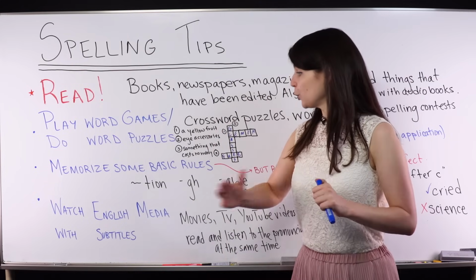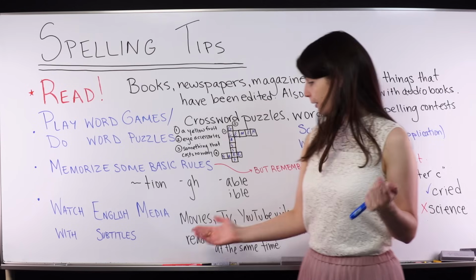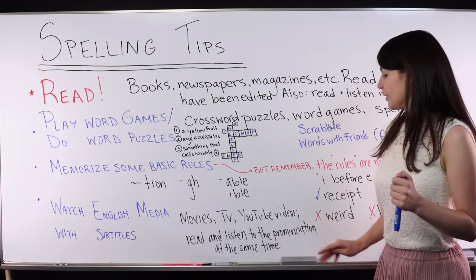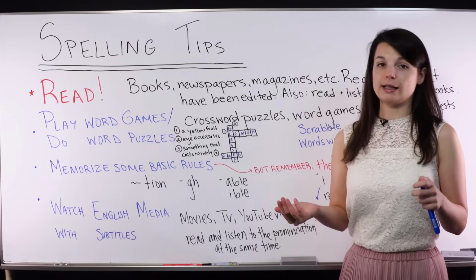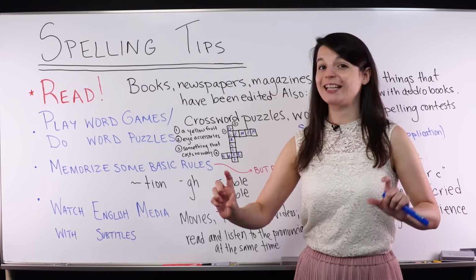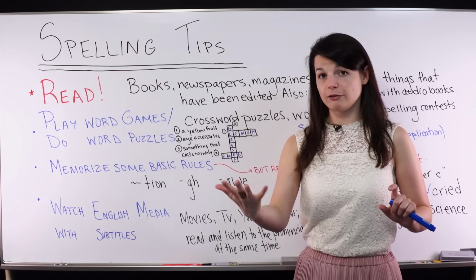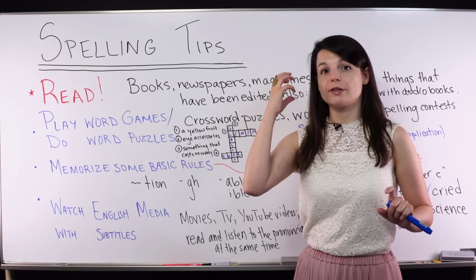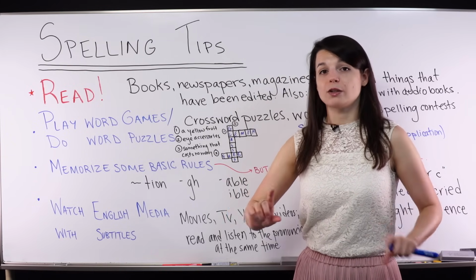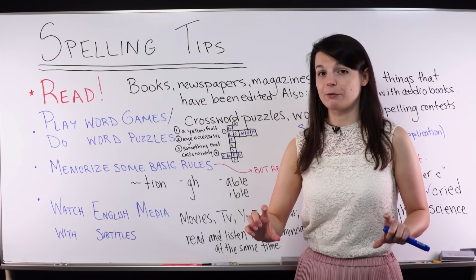The next spelling tip is to watch English media with subtitles. To watch English media with subtitles means like movies, TV, YouTube videos as well. So read and listen to the pronunciation at the same time. So the words appear at the bottom of the screen in English. That means not necessarily watching in your native language, but you're listening to the person speaking in English and you're reading the subtitles in English. So you can find a new word perhaps that way, or you can better understand the spelling that way too.